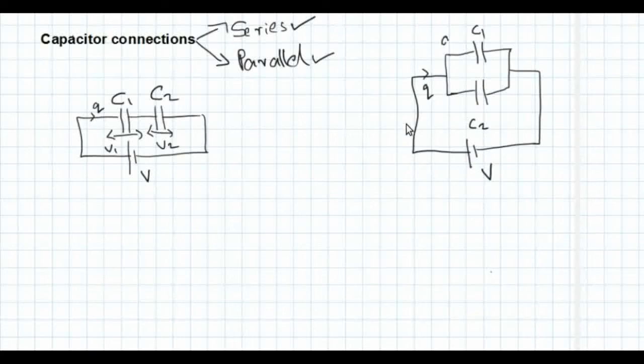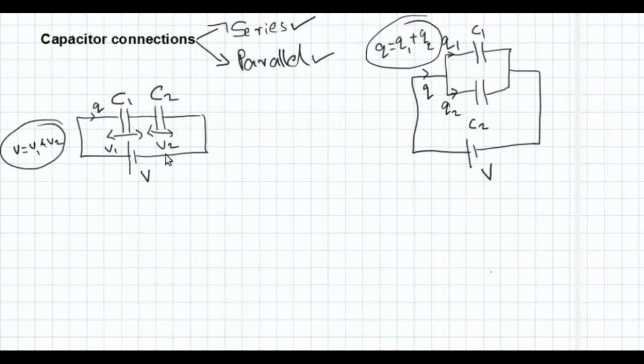Now the charge Q flows like this, and at this junction it will be split as Q1 and Q2, such that Q1 will flow through C1 and Q2 will flow through C2. That is, Q is split as Q1 and Q2, or Q is equal to Q1 plus Q2. So Q is equal to Q1 plus Q2 is the basic principle of the parallel connection. And for a series connection, you can see V is equal to V1 plus V2. So with V equal to V1 plus V2, we can find the effective capacitance. And here with Q equal to Q1 plus Q2, we can find the effective capacitance.